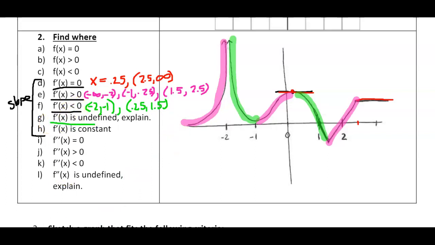The slope is undefined in a few different places. Anytime f is not continuous, that's a discontinuity. And as you can see here, there's a vertical asymptote here, which means that the function is not continuous there. So that's a place where the derivative would be undefined. The derivative is also undefined anytime you have a cusp. So right here we have a cusp. So another place where the derivative is undefined would be at 1.5.